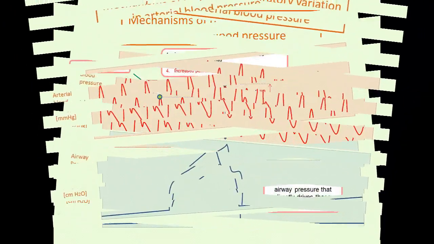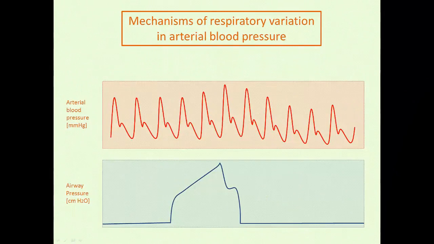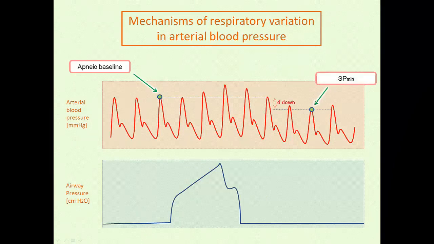Okay, so what about D-down? Well, we've talked a bit about D-down already. Let's just go over systolic pressure variation one more time. Here's your apneic baseline. This is your systolic pressure minimum. And the difference between your minimal systolic pressure and the apneic baseline determines your D-down. And as I mentioned, many argue, in particular Sheldon Magder, that the D-down is a better physiologic parameter of volume responsiveness, because it's this D-down that's really reflecting that diminished RV preload that occurred during inspiration.